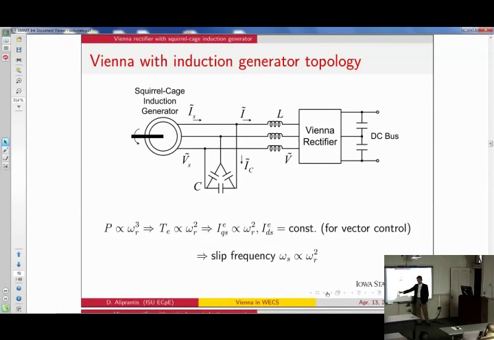Like we said, the power is proportional to the cube of the rotor speed, which means that the torque you need to generate is proportional to the square of the rotor speed. So if you do vector control of this machine, and if you're familiar at all with how machines are controlled, there are basically two components of the current, one in the Q-axis and one in the D-axis. The Q-axis component of the current is proportional to the torque, so it's proportional to the speed of the machine squared, whereas the other component is constant. And the slip frequency of the machine will also be proportional to the speed squared.